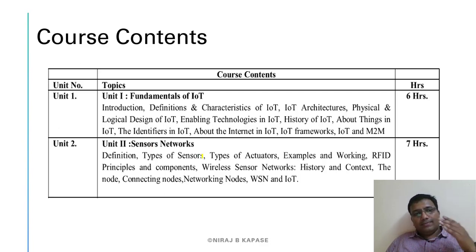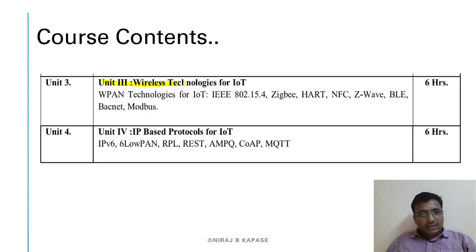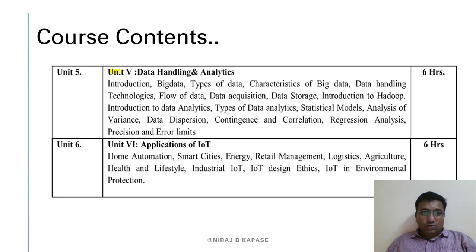So this course is divided into 6 units. Unit 1 is fundamentals of IoT. Unit 2 is sensor networks. Then unit 3 is wireless technologies for IoT. Unit 4 is IP based protocols, like there are some IoT protocols, so those protocols we are going to learn in unit 4. Unit 5 is totally dependent on data analytics and big data and Hadoop and everything, so this is data analytics and data handling. And unit 6 is applications of IoT. So these are the few things you are going to learn.